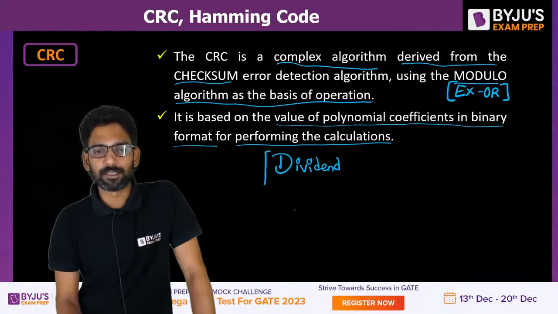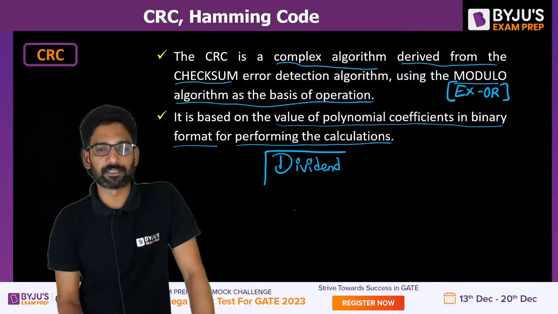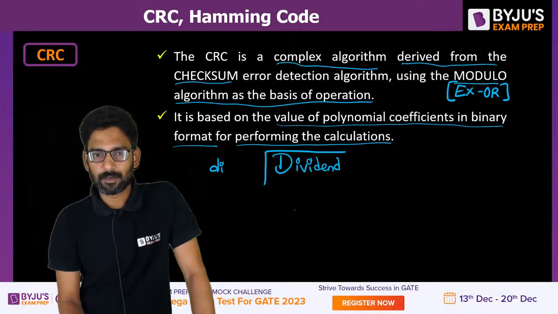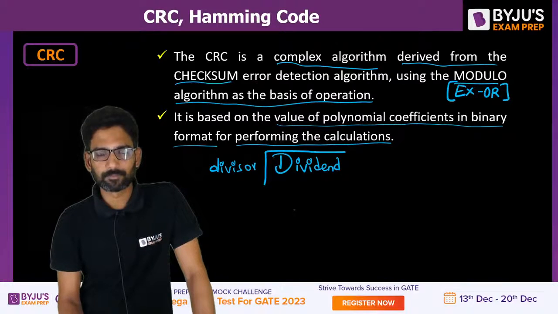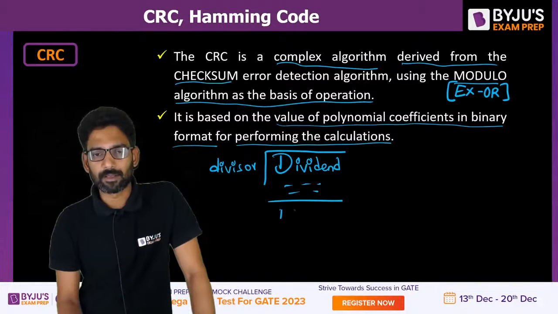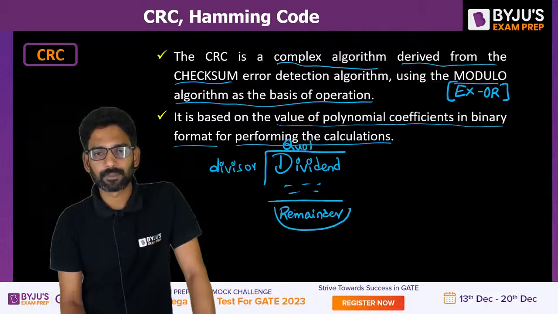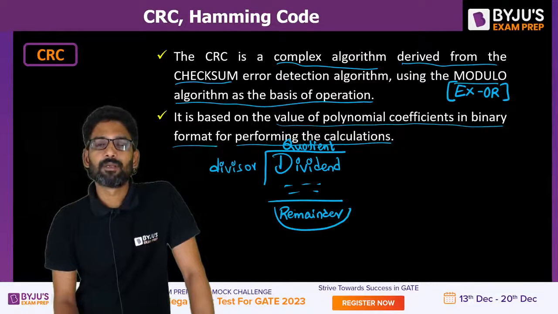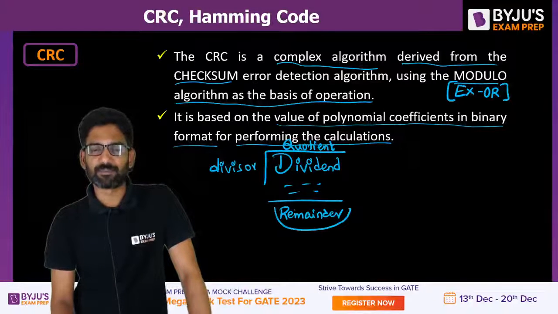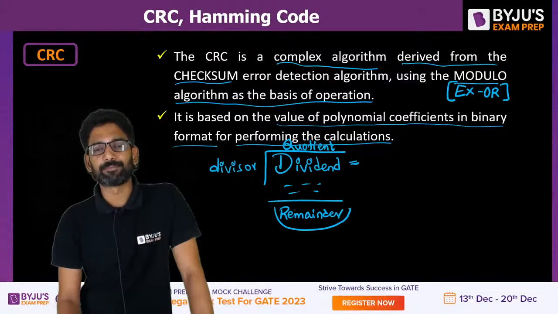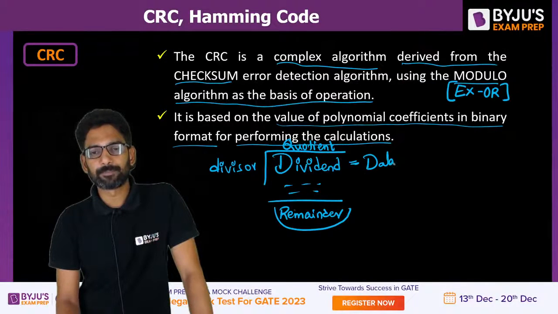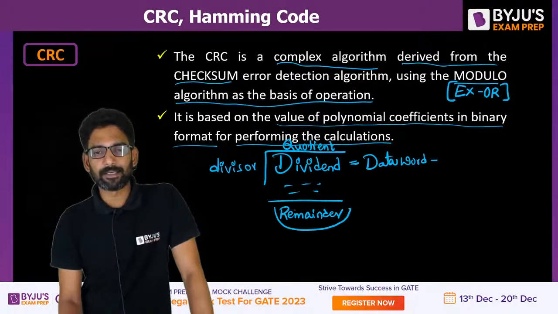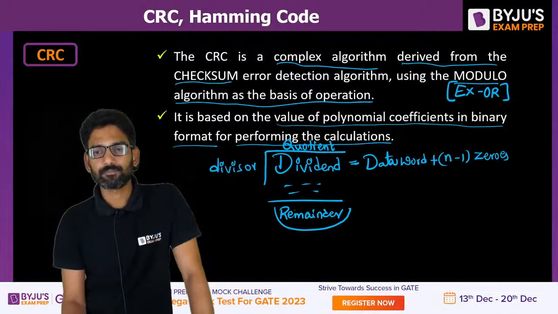We know that in the division process, we have 4 different terms: dividend, divisor, remainder, quotient. Isn't it? Here we are least bothered about quotient in the CRC procedure. How do you get the dividend? For the data word, we append n-1 zeros. Then the dividend will form.